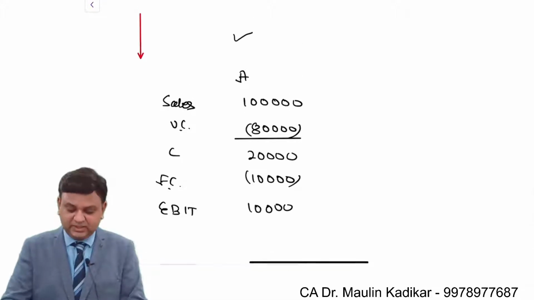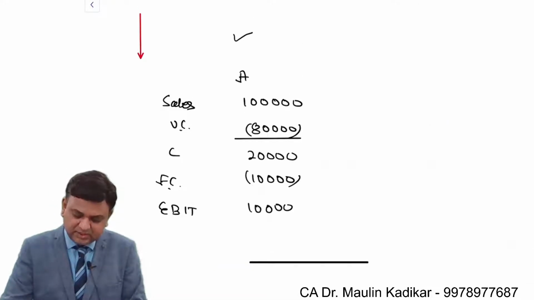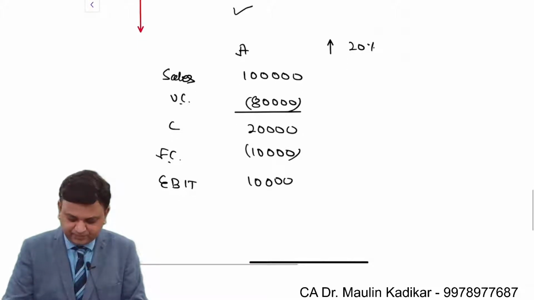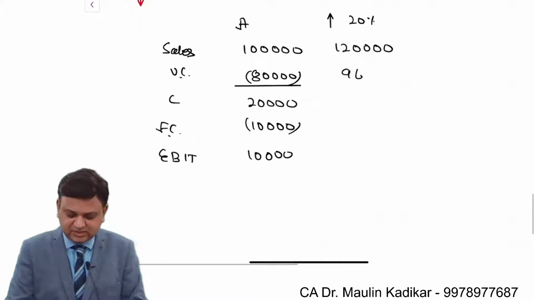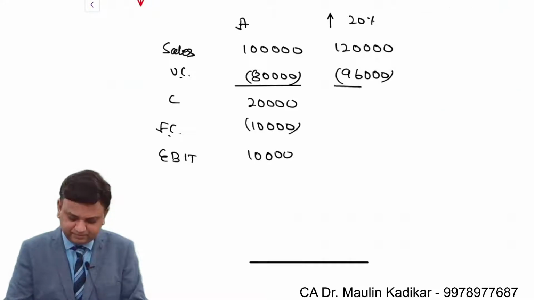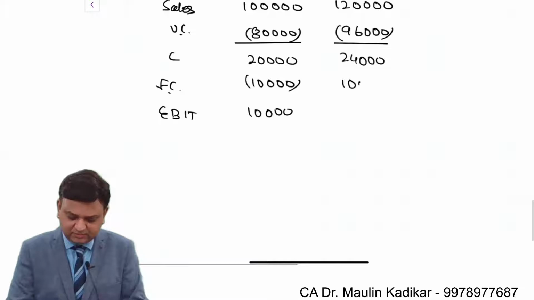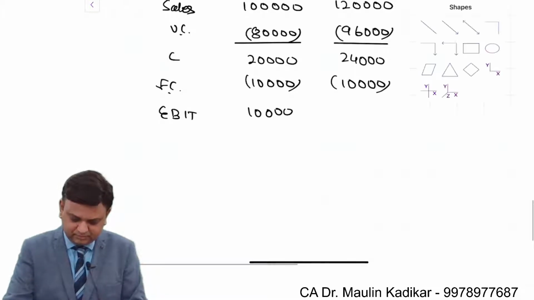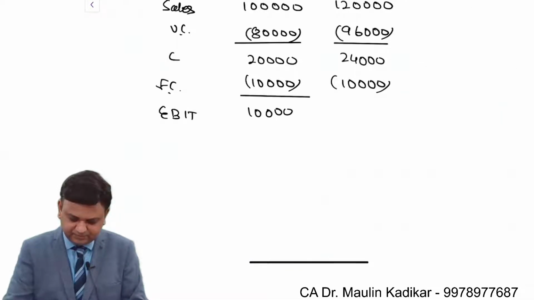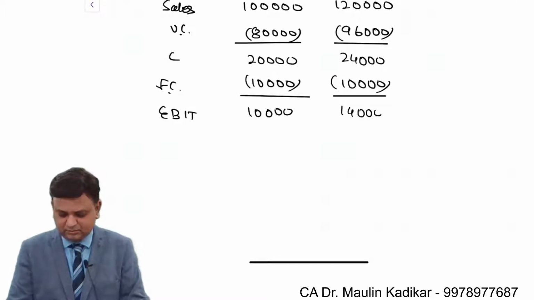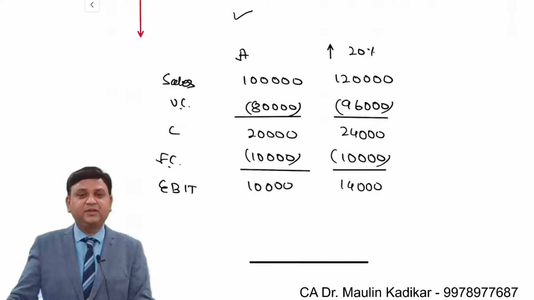Now let us say that the sales of the company increases by 20%. So this is 120, this is 96, this is 24, this is 10,000 and this is 14,000. This is the way we have the operating income.